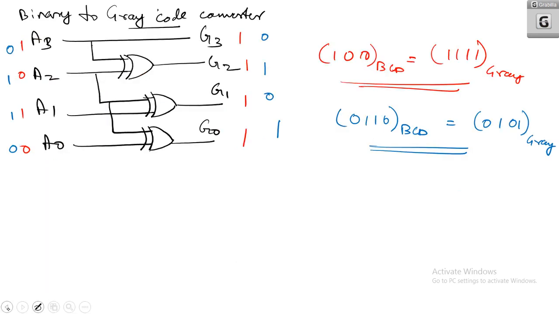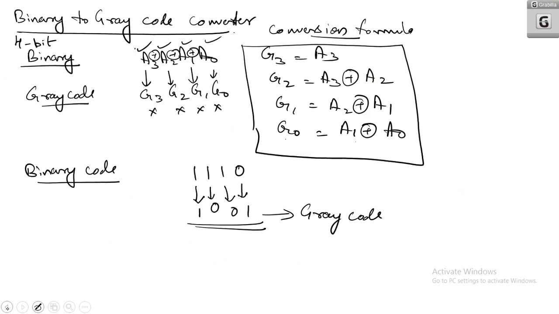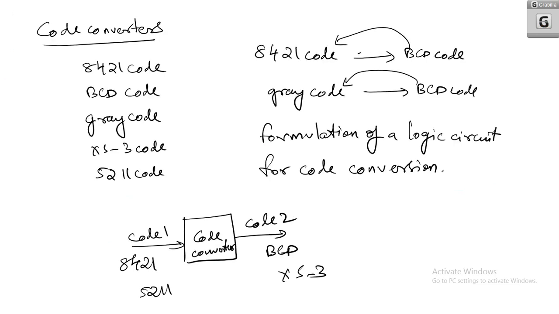So coming to the recap of this lecture, we have given an introduction to code converters. What is basically a code converter? A code converter means you are having a certain code, for example 8421 code or 5211 code, that needs to be converted to some other code. So the black box or the intermediate element between these two codes is known as a code converter.